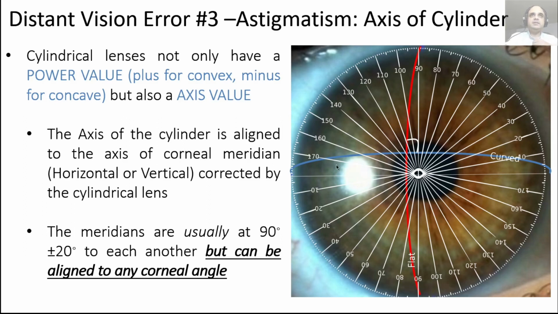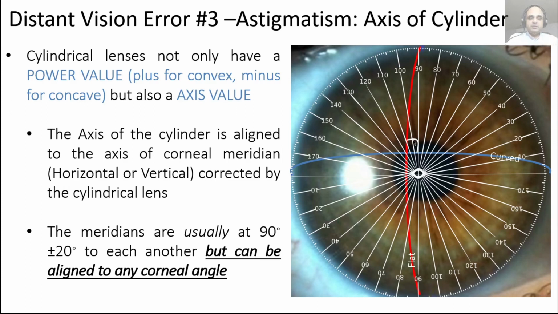Let's assume that the horizontal meridian, the blue line, is more curved, and the vertical meridian, the red line, is relatively less curved. The two meridians are usually at 90 degrees to one another, plus minus 20 degrees. But they can be aligned to any one of these corneal angles. So in this picture right now, the vertical meridian is aligned to 90 degrees on the cornea, and the horizontal meridian is aligned to 0 degrees on the cornea, or 180 degrees, it's the same thing. But they are at 90 degrees to one another.